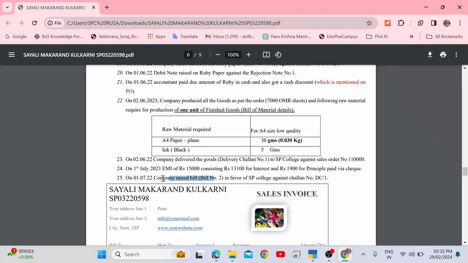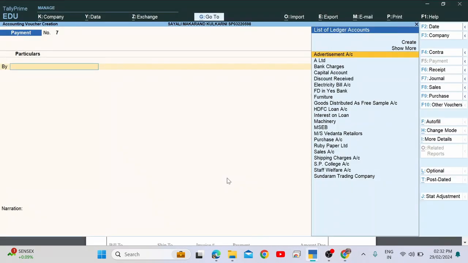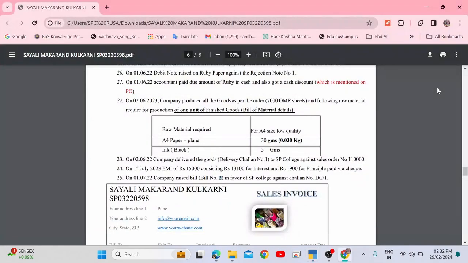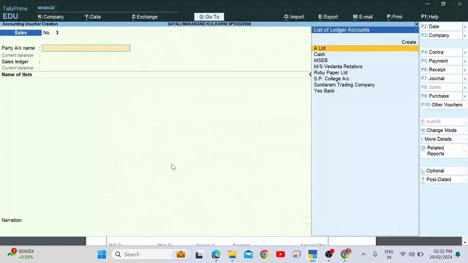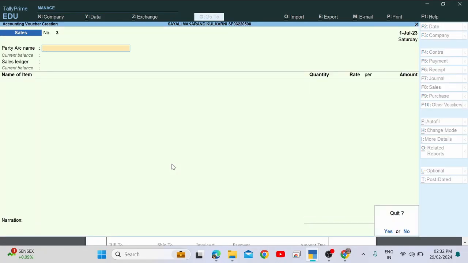Then after this, on 1/7 company raised a bill number 2. Company, that means you as the accountant of the company raised the bill. Which bill do you raise? Generally you raise a sales bill. Therefore in Tally you should select the sales voucher type. Select the voucher type, selected. And then date 1/7. I think I am on 1/7 only. Check that it is fully 1/7. Date is correct.